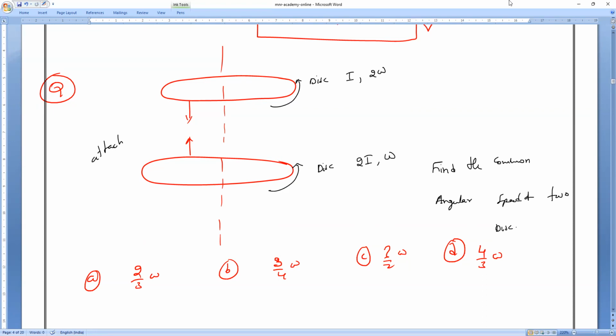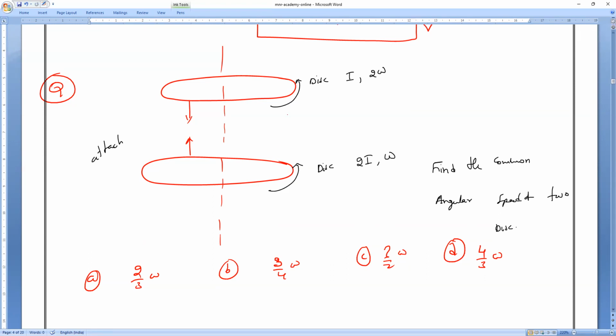Apply that initial angular momentum equals final angular momentum. That's all. Initially they are individual. After that they are combined. You can use that formula, you can get it. Only the combined angular momentum will change.